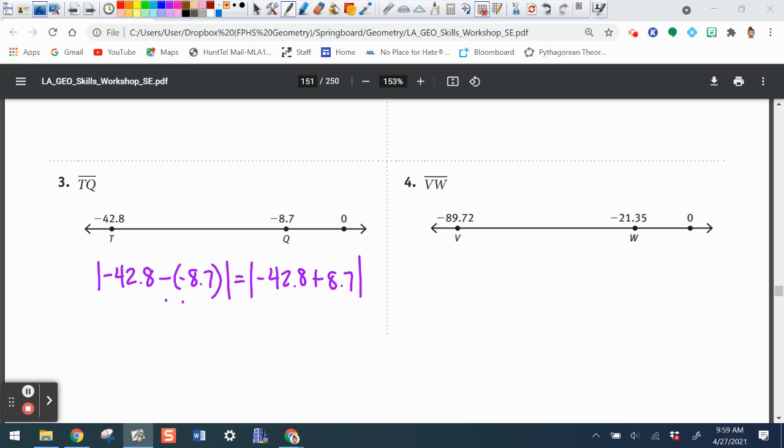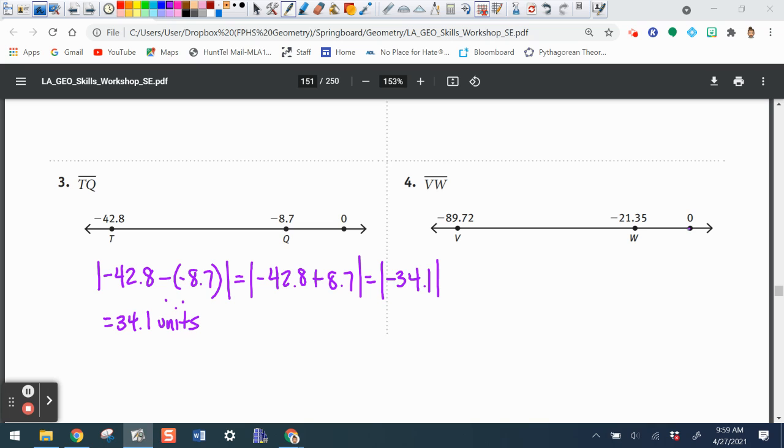So a negative 42.8 plus 8.7 is a negative 34.1. Now, because we did utilize the absolute value, the distance from t to q is 34.1 units, a positive 34.1 units. Now let's do the same thing with item 4, and then we'll move on to our second set.